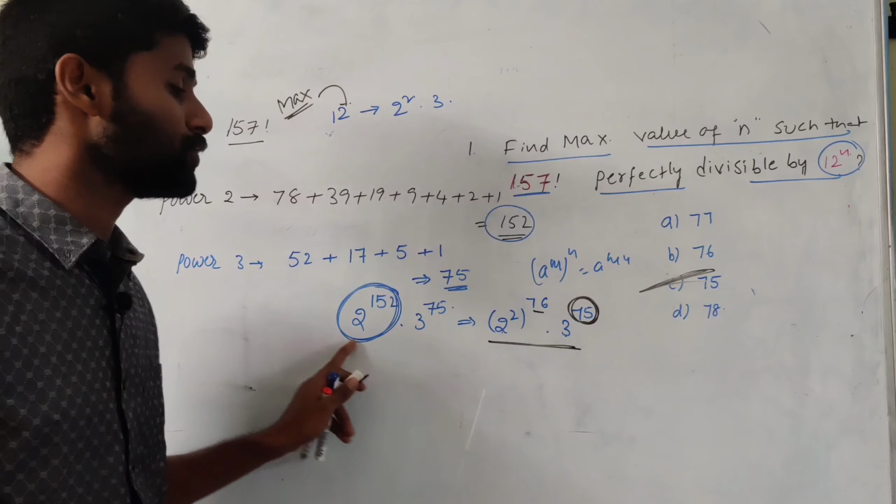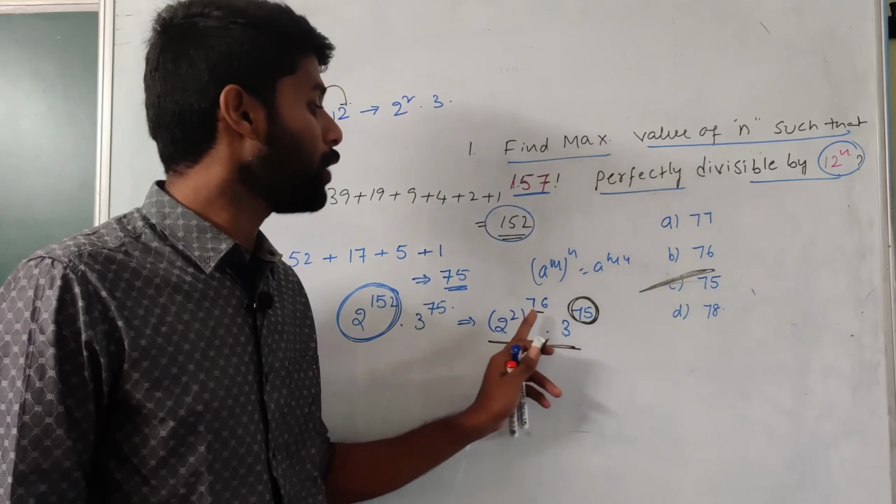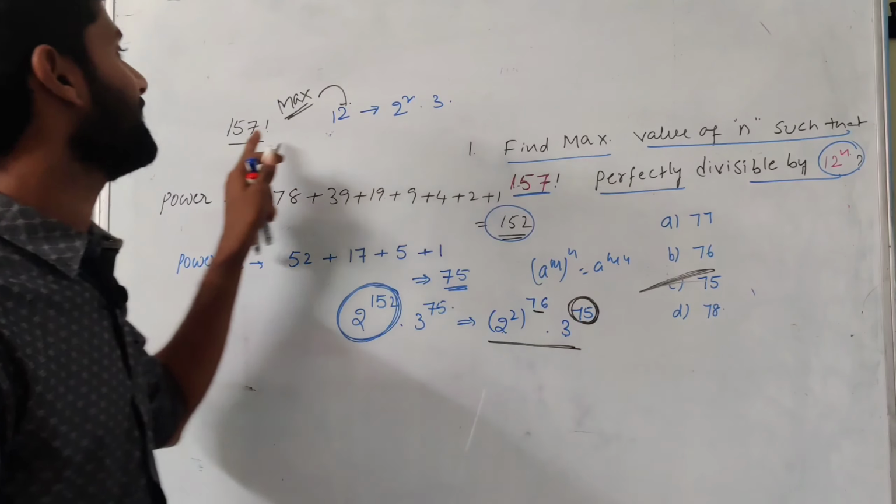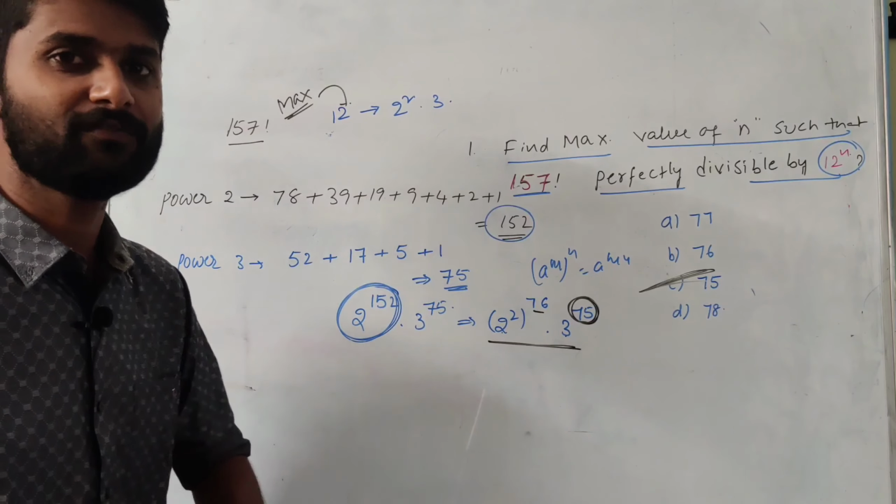Don't compare directly 2 and 3. We just compare 2 square and 3. Out of the minimum power, it is exactly indicated as the maximum power of 157 factorial.